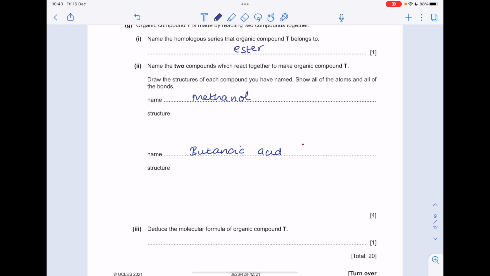Let's draw them. So meth means one carbon atom. There's the OH alcohol functional group. We've shown all the bonds and all the atoms. Butanoic acid means 4 carbons. There's the carboxylic acid functional group. And now complete the molecule with hydrogen atoms.